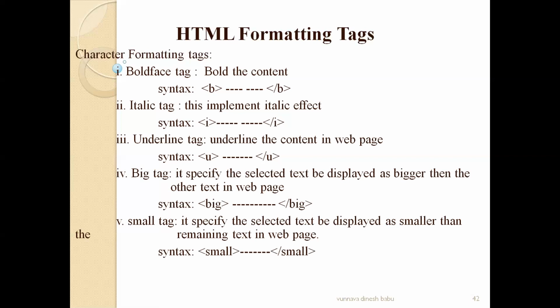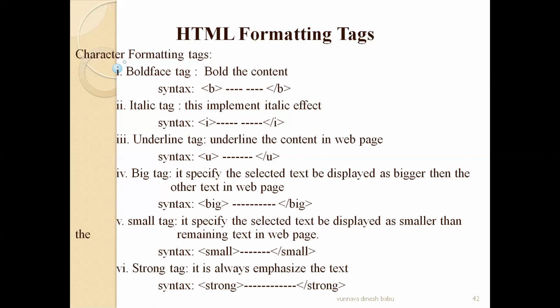And then the small tag is used to display some text on the web page in a smaller size when compared with the remaining text on the web page. And the strong tag is used to emphasize the text. Emphasize the text means it is used to highlight some part of the text. Generally, the highlighting of the text is done by applying some boldness to the particular text.